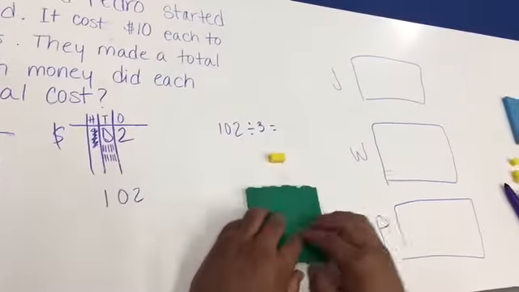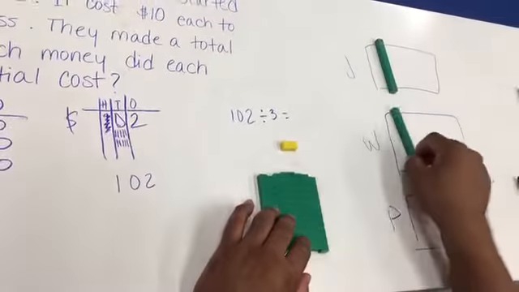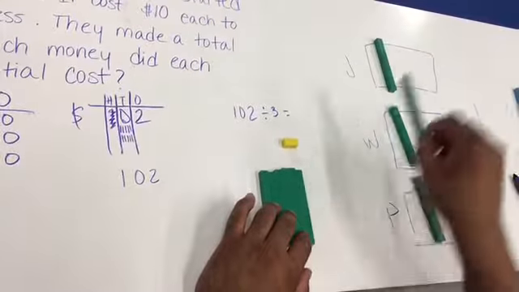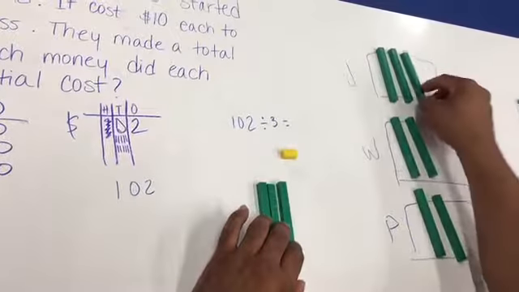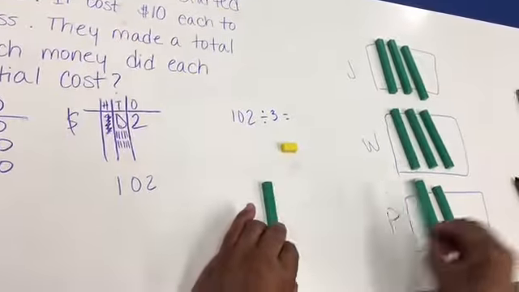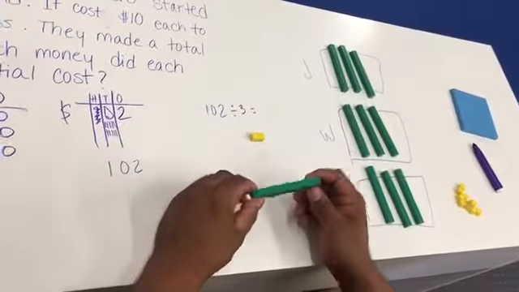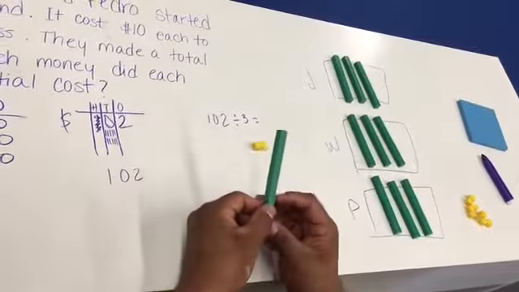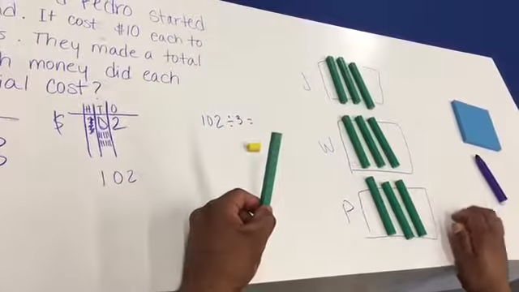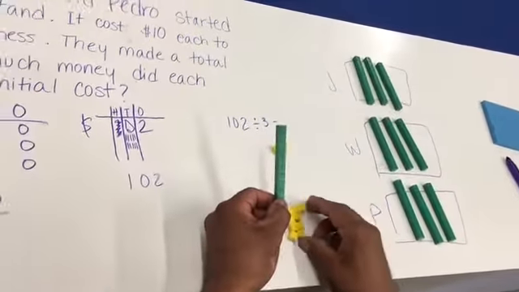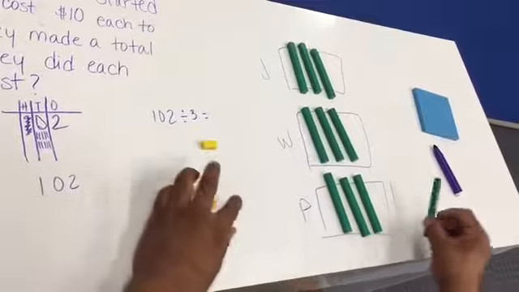We got our 10 rods and 2 units, and we're gonna give 1 unit to John, 1 to William, 1 to Pedro, and repeat. And wait a minute, now we're faced with another problem. We cannot divide a 10 unit rod between 3 people. So we're gonna regroup one more time and get 10 units to represent our 10 unit rod.